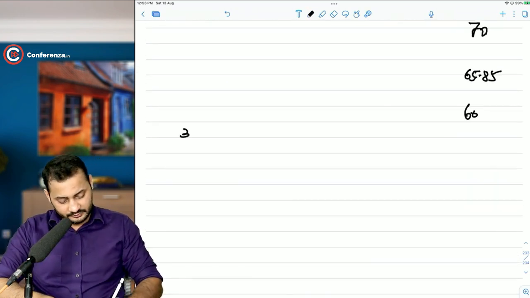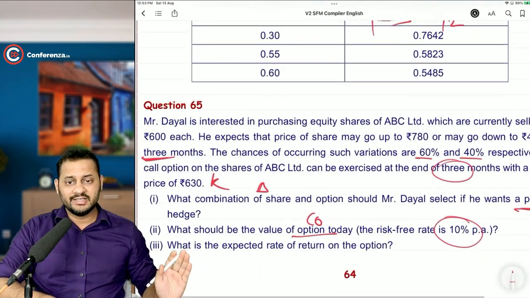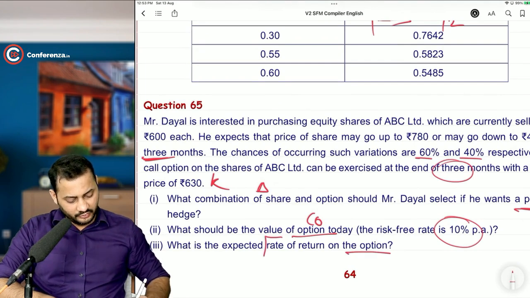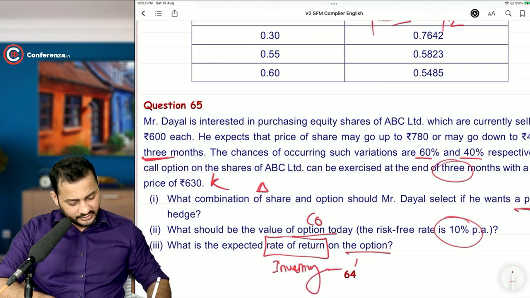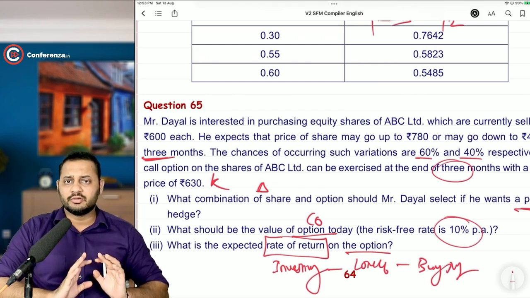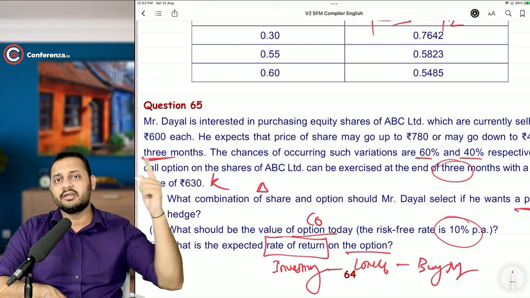Now the third and the last part of this question. What is the expected rate of return on the option? If we want to calculate the rate of return, that means we are investing in the option. Investing means we are going long in the option. That means we are buying the option. Okay, and just talk about the option, nothing else. They are just asking you the return on the option, not the entire situation.